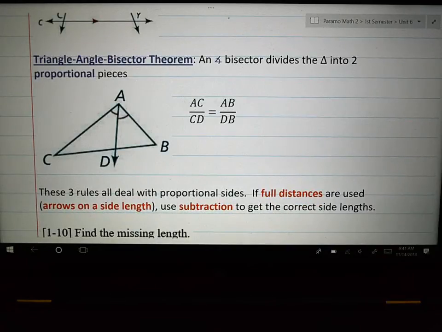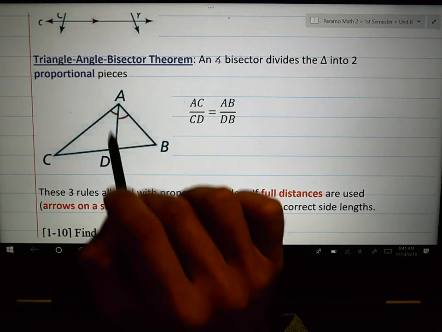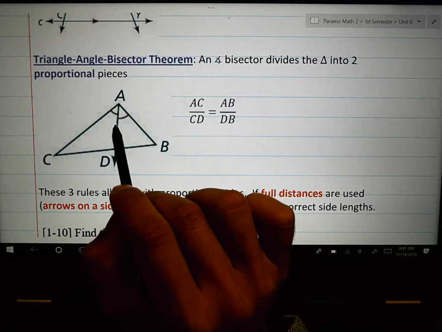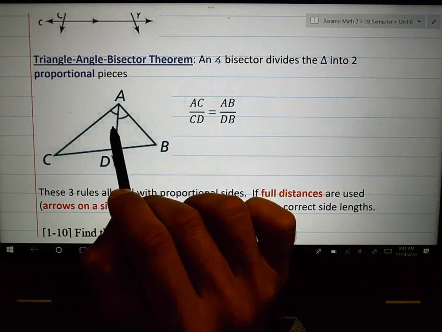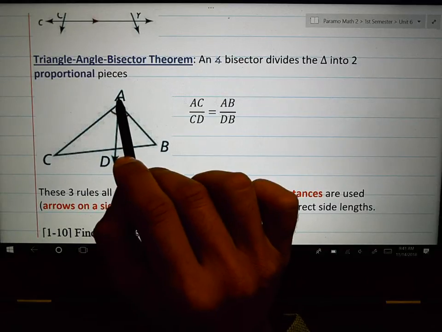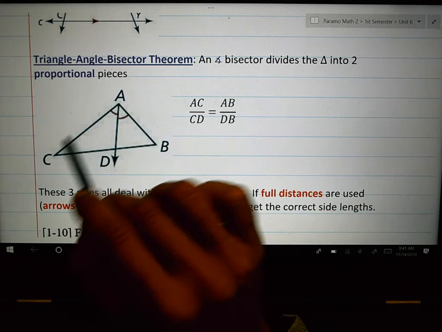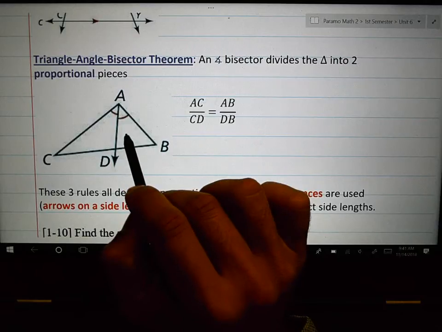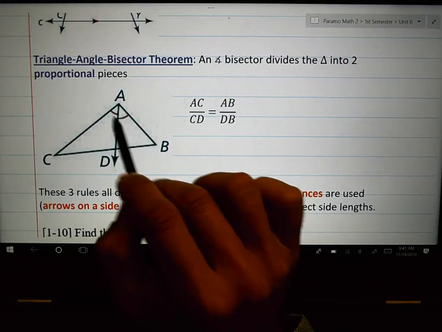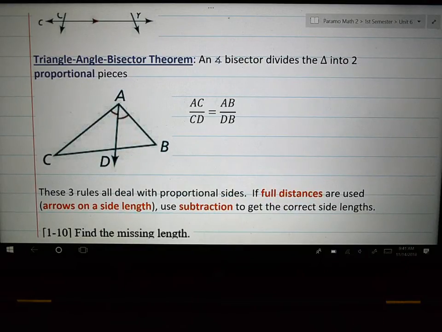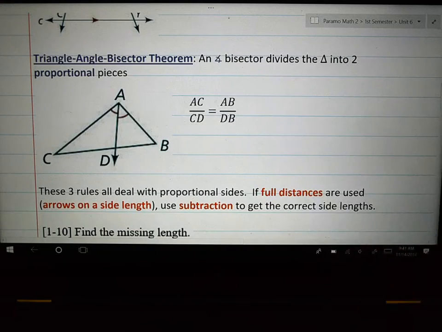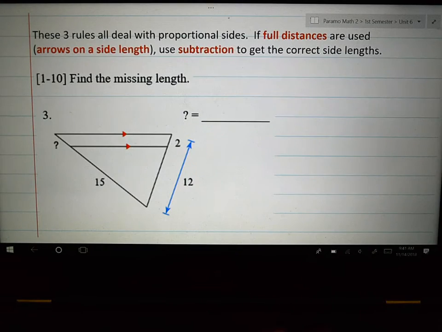And the last one, if you have an angle bisector of a side, that angle bisector will cut it up into proportional pieces. So what I can do is I can say the left side of the angle bisector and then the bottom of the angle bisector is going to be equal to the right side of the angle bisector over the bottom of the angle bisector. And so we're going to use these 3 sets of proportions to solve all the problems on this worksheet.